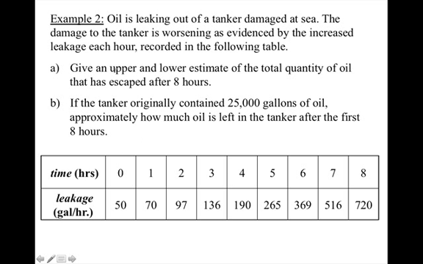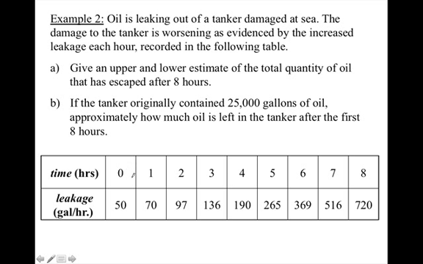So for part A, give an upper and lower estimate. So that means you have to do left and right endpoints. So as of right now, you don't know which one is which. So what you're going to do is you're going to do the right and the left, and then whichever one produces the larger value, that's your upper estimate, and whichever one is the lowest value is your lower estimate.